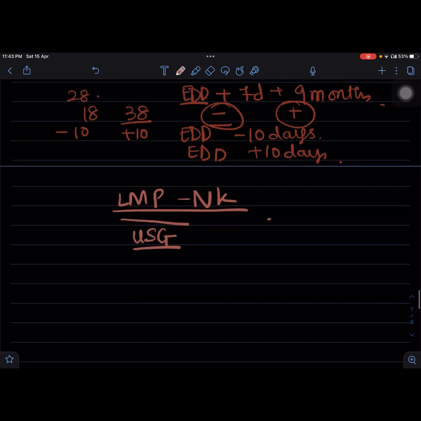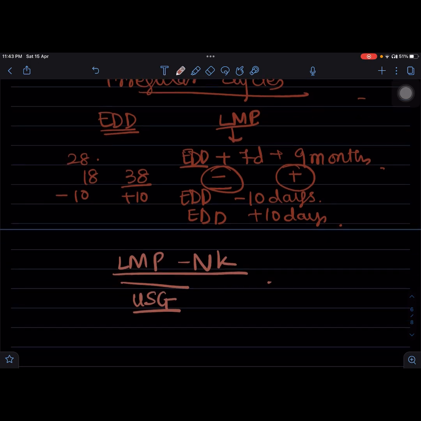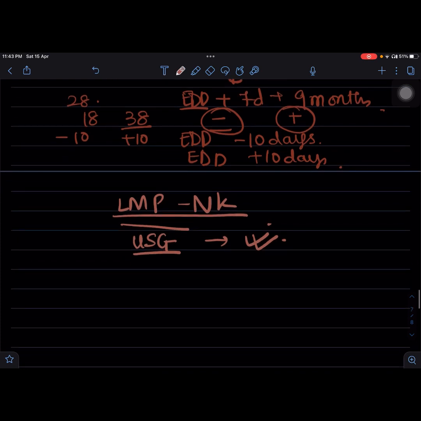Now, this is the gold standard for anyone. Even if you're able to calculate EDD for someone who has regular cycles, you obviously will ask her to go for an ultrasound no matter what, because that is a very important tool we have now, which is the gold standard to diagnose the EDD.